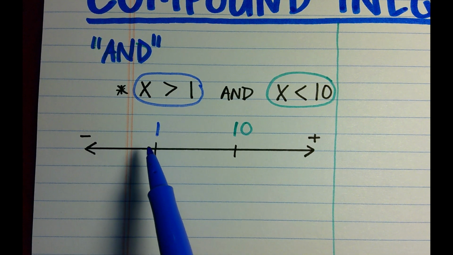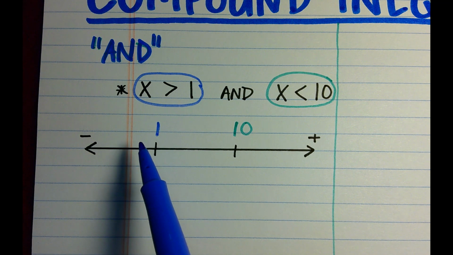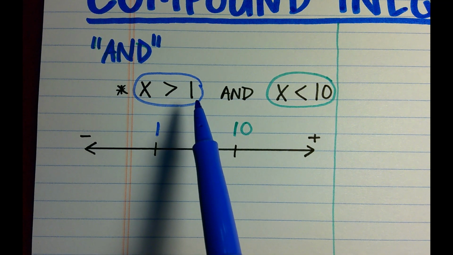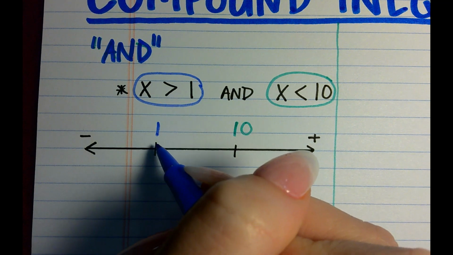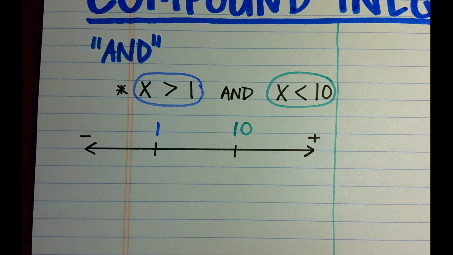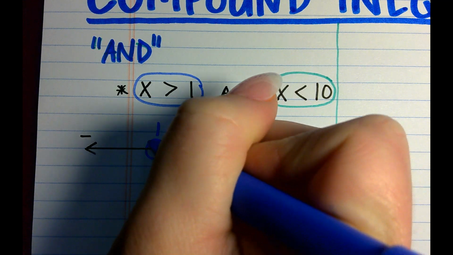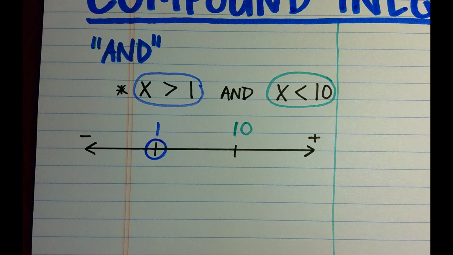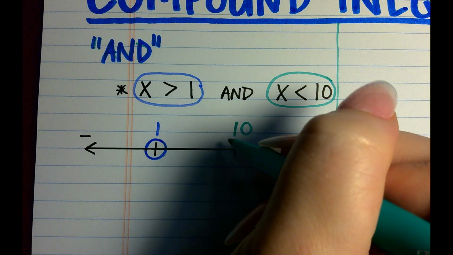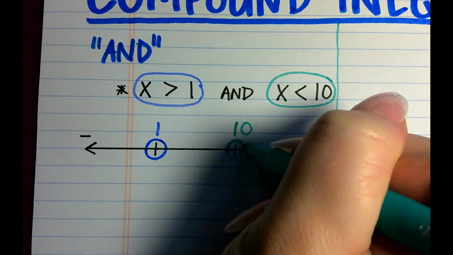Now we'll focus on 1 first. For x is greater than 1, should I have an open circle or a closed circle? Open. It's just greater than, not greater than or equal to. How about for 10? Open or closed? Open. Also open. Good.